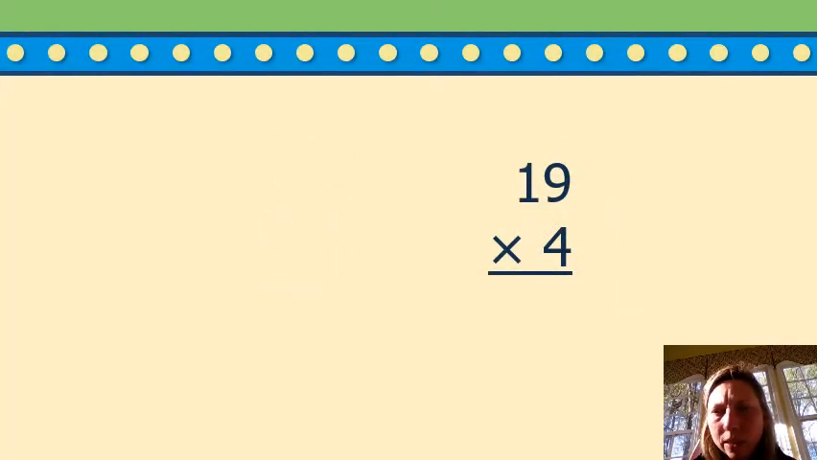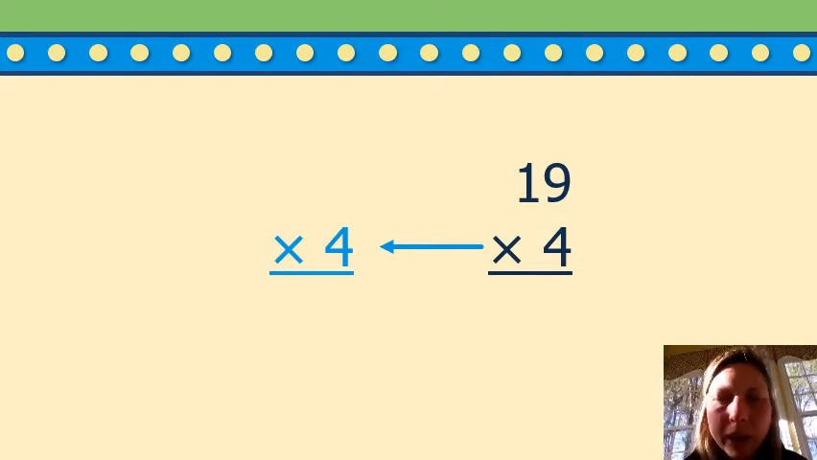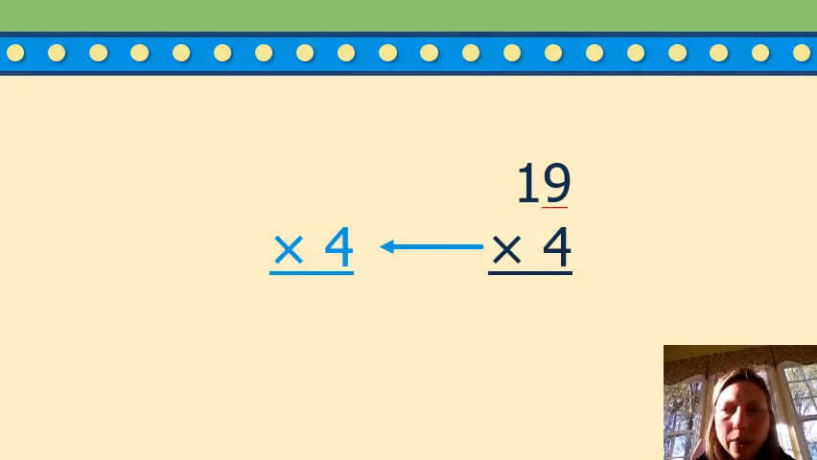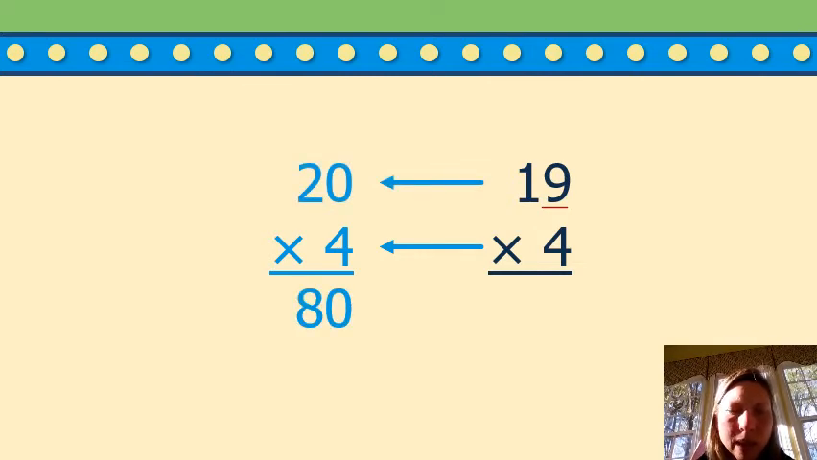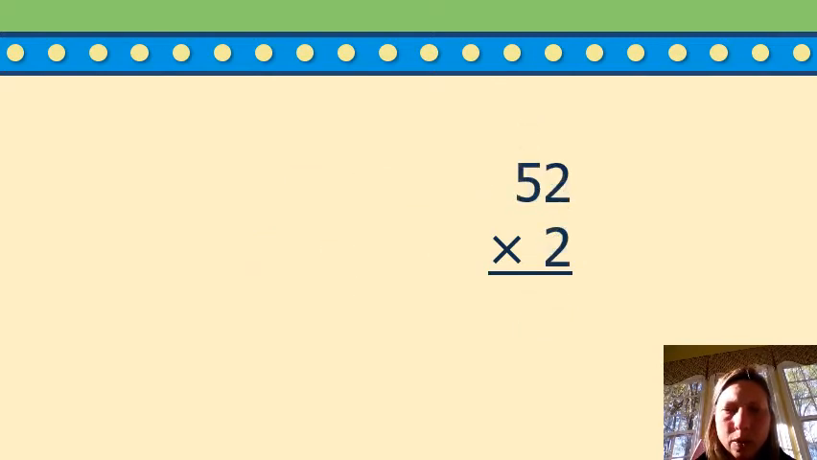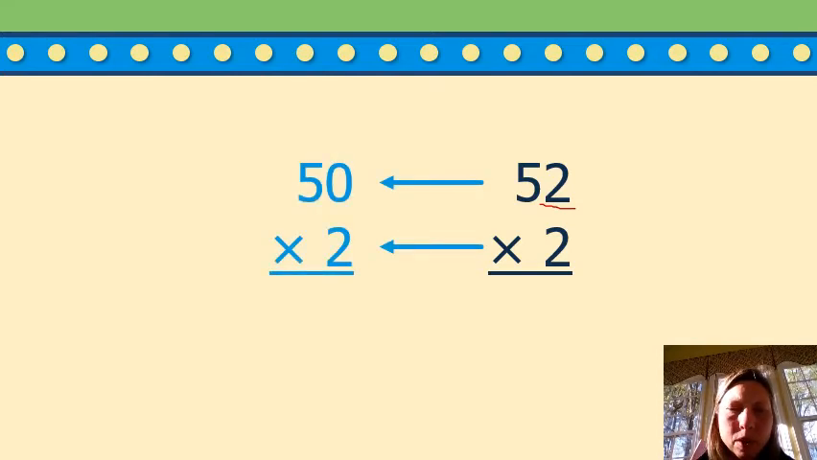19 times 4. 9 times 4 is 36. Oh, we're doing estimating now. Okay, if we look at this one, the 9 in the ones place is going to round up to 20. So now we have 80, because 2 times 4 is 8, bringing down that 0. And on the non-estimating equation, we have 9 times 4 is 36. 1 times 4 is 4. Plus 3 is 7. 52 times 2. Okay, look at that 2. That's going to make 50 stay the same. 50 times 2 is 100. 2 times 2 is 4, 5 times 2 is 10.